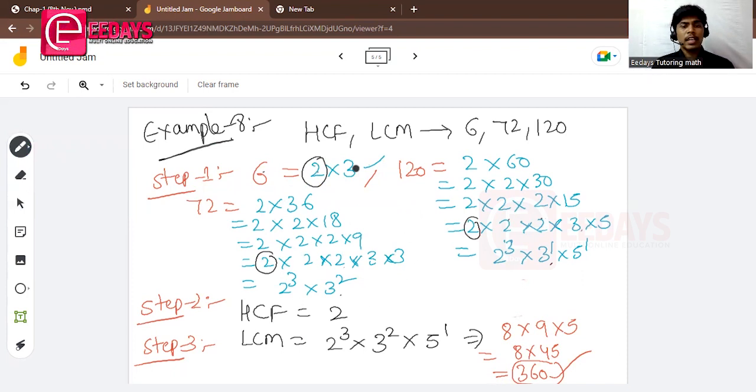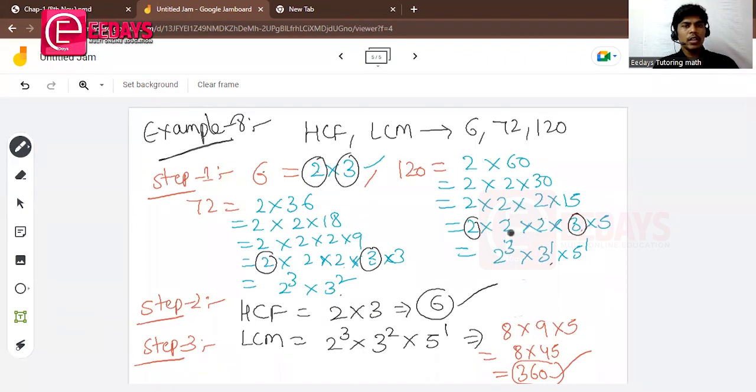Now observe carefully what other numbers are common. Let's mark 3 here, and here also 3 is there, and here also 3 is there. Let's take 3 also. Now 2 into 3 is 6. So 6 is the HCF. Why? Because in 6 there is no other number we have to take common. Only 1 is the number we have to take common. If you multiply 6 into 1, we get the same answer, 6.